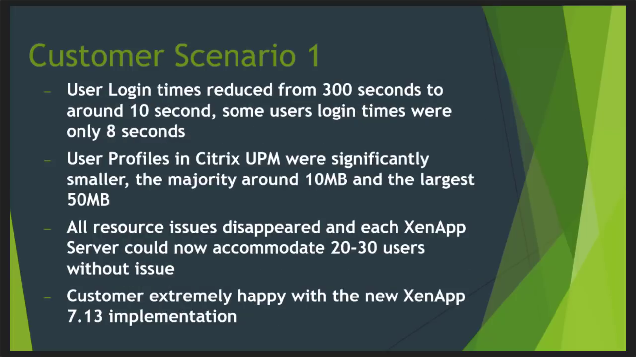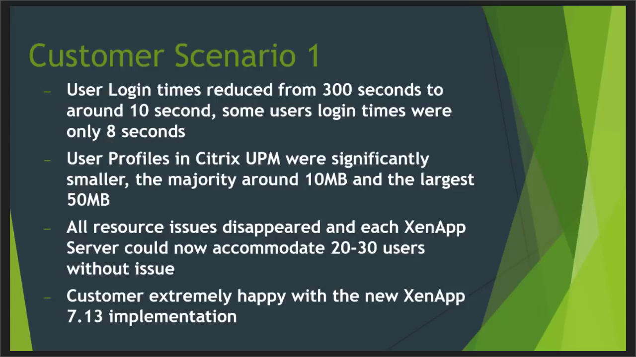The results of the new XenApp 7.13 implementation with WEM and Citrix user profile management were a significant improvement on the XenApp 6.5 farm with roaming user profiles. Login times were now around 10 seconds, with some being recorded at 8 seconds. User profiles were much smaller using Citrix user profile management. The majority of users were around 10 megabytes, and the biggest was 50 megabytes.